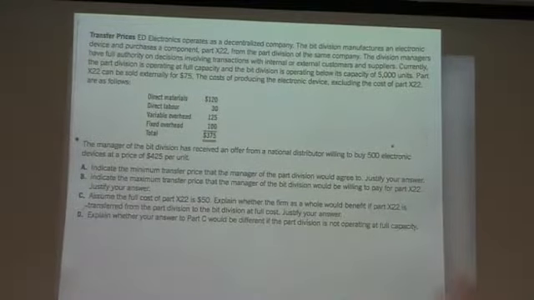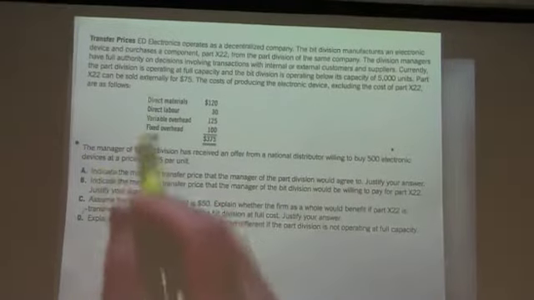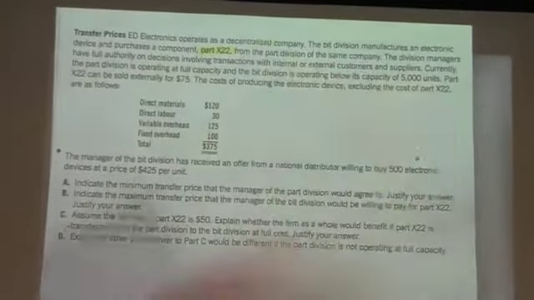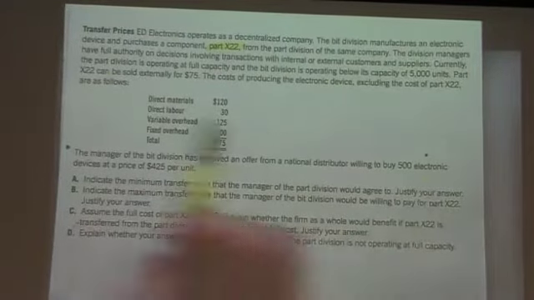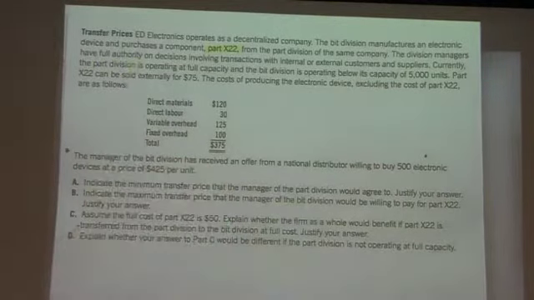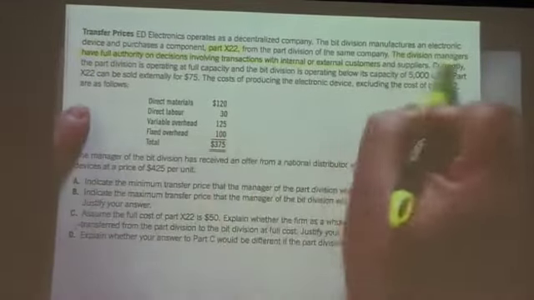So you've got a question here. ED operates as a decentralized corporation, and the bit division manufactures an electronic device. So let me enlarge that so that we can get a better view. They have an electronic device and purchase a component X22 from the parts division of the same company. The divisional managers have full authority on the decisions involving transactions with internal and external customers and suppliers. That's in essence the definition of a decentralized corporation.